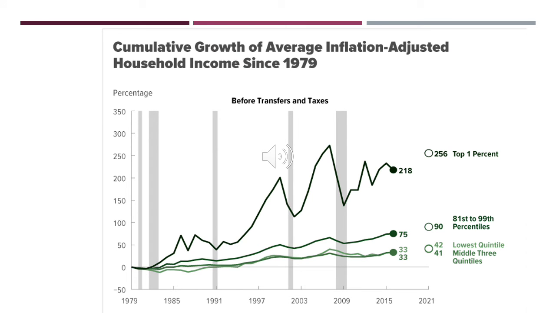So this graph actually shows something a little different. It shows how much average inflation-adjusted household incomes have grown since 1979. And we can see that, again, the top 1% is broken out, but the quintiles are not broken out in as much detail. So this is just kind of showing bigger trends. Notice also that this is before taxes and transfers. So before we were looking at after-tax income, we're now looking at before-tax income. Next, we'll look at after-tax income again.